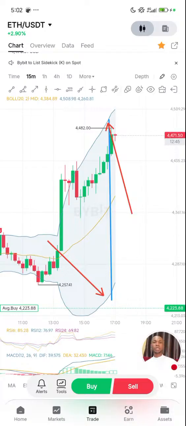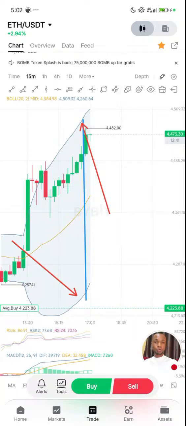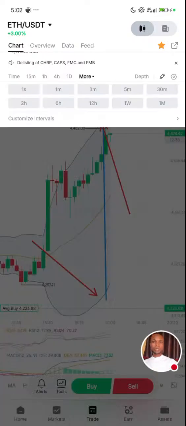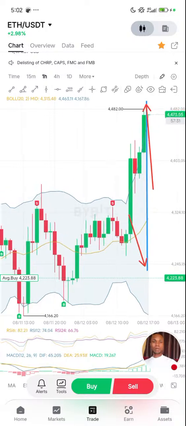All right, so let's continue. Now you can see this market is about to go up again. So let's look at the 1 hour time frame.